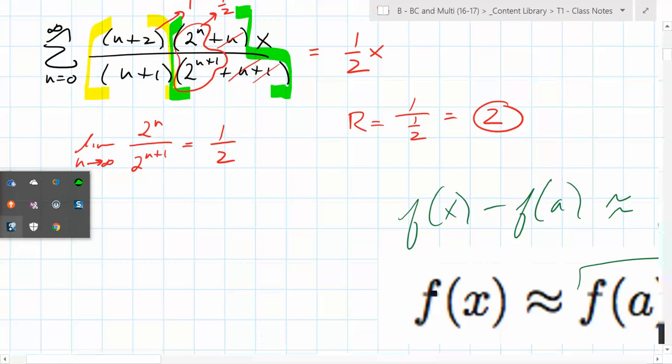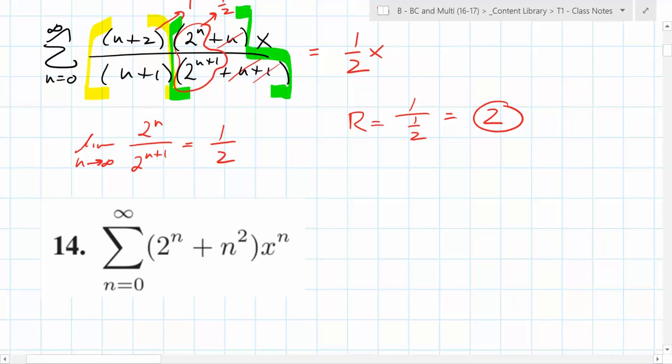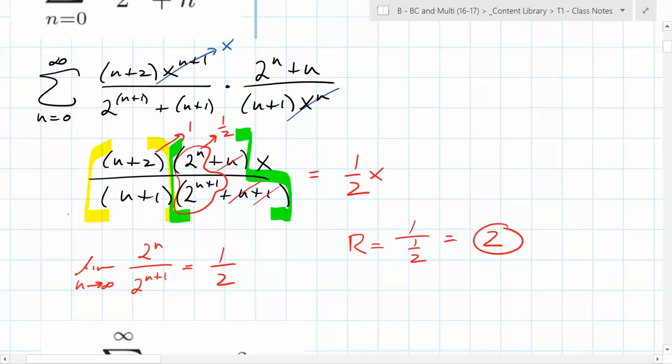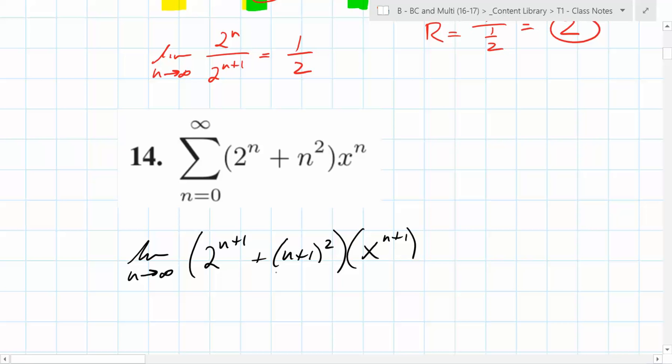Raise your hand, everyone. You do the next term, n equals 0. So it's the limit, not the sum. Sorry, did I write sum? Oh, by the way, this was not supposed to be sum. What is it supposed to be? Limit as n goes to infinity, yeah. So what do we have here? The limit as n goes to infinity of the next term, 2 to the n plus 1 plus n plus 1 squared times x to the n plus 1, and we're dividing by which term? The current one. So it's 2 to the n plus n squared x to the n.